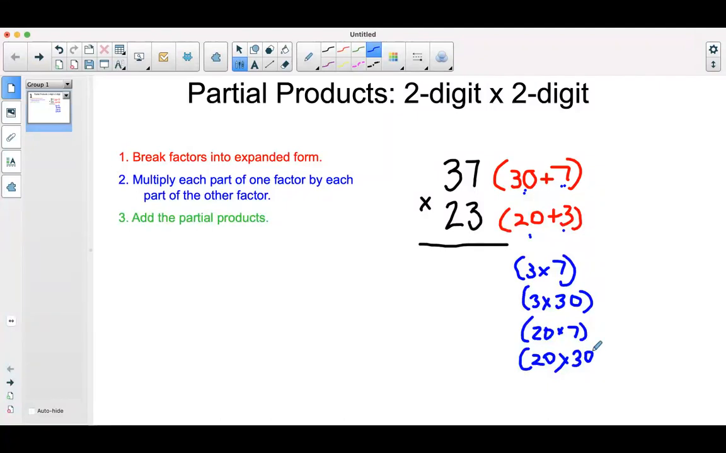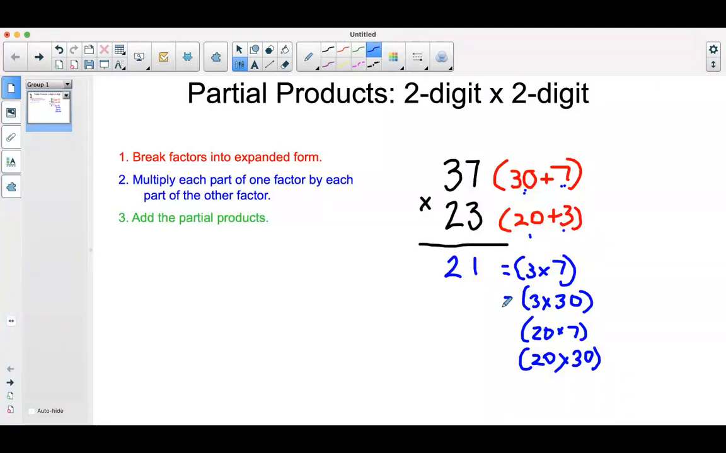Now that I've written out each of these multiplication sentences to find each of my partial products, I want to mention how important it is that we line up our ones, our tens, our hundreds as we multiply, because that's going to be important when we get to that third step. So I'm going to do 3 times 7, which gives me 21. Notice I'm lining up my ones, I'm lining up my tens with the numbers in the original problem.